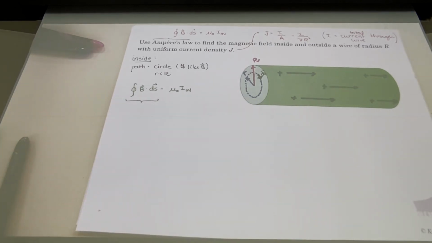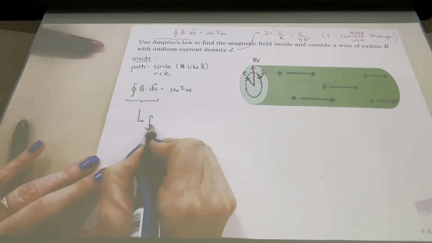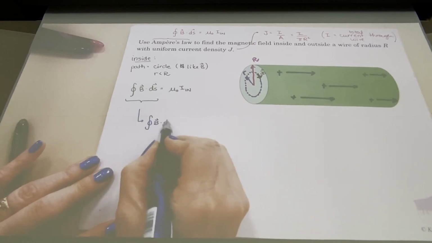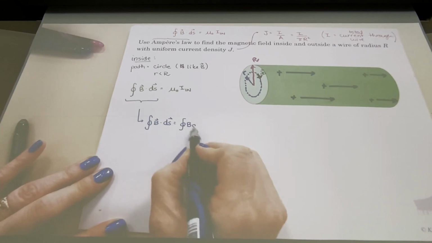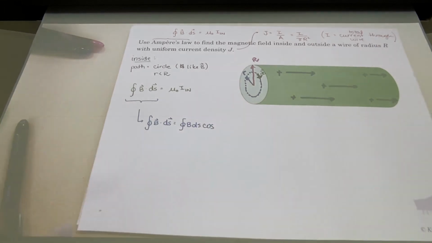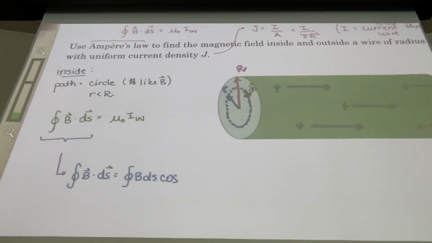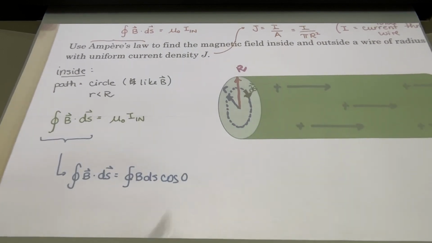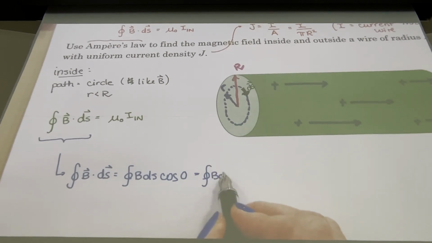We did this last time, but it feels like a million years ago, so let's go through this one again quickly now. The integral of B dot ds is equal to the integral of B times ds times the cosine of the angle between B and ds. We set out to make our B and our ds parallel, so the angle between them is 0. So that's the magnitude of B times the magnitude of ds times the cosine of 0, which is the integral of B times ds.